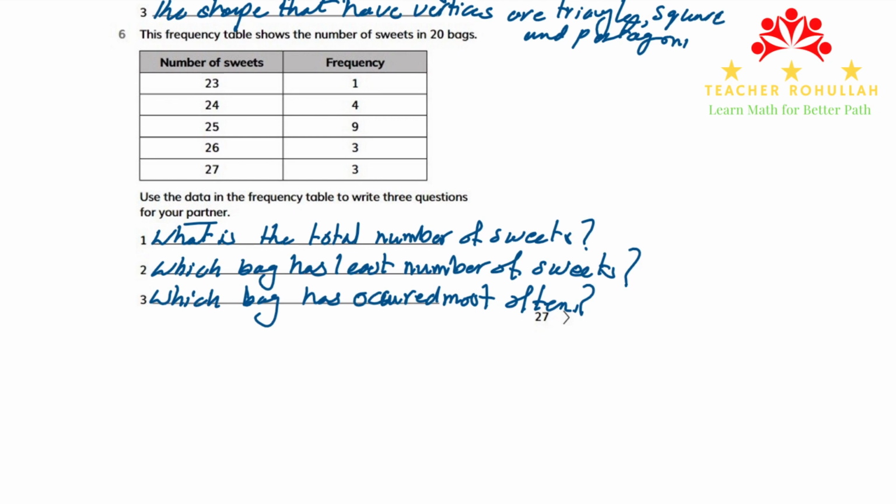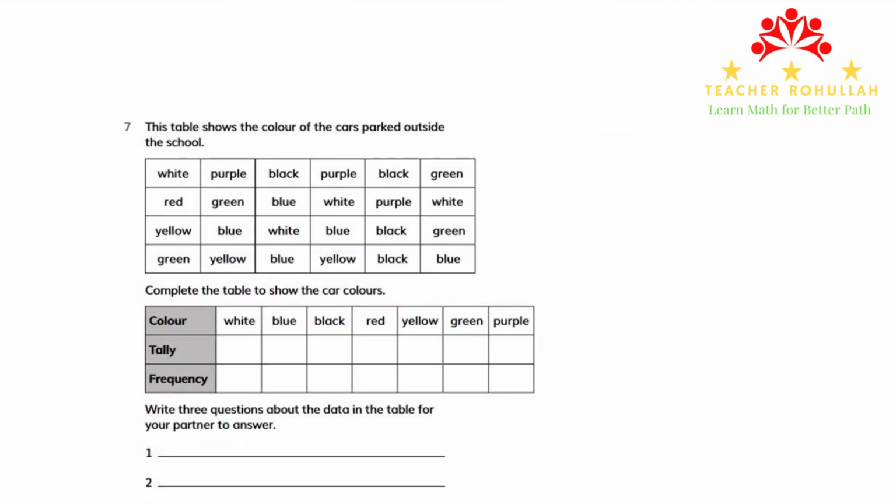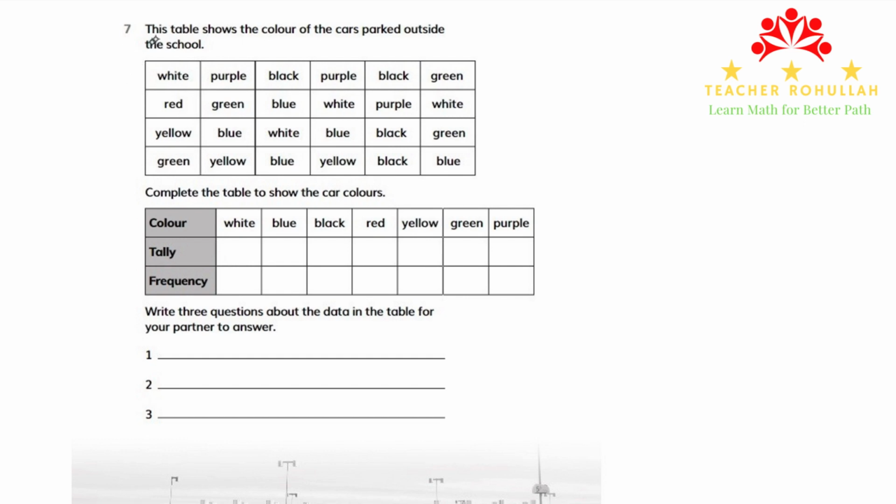Let's scroll down to move to question number 7. In question number 7, it says, this table shows the color of cars parked outside the school. So we have white, purple, black, green, yellow, and blue. It says, complete the table to show the car colors. In the first row, we have the colors. In the second row, we have to list the tally marks. In the third row, we have to write the frequency of the colors.